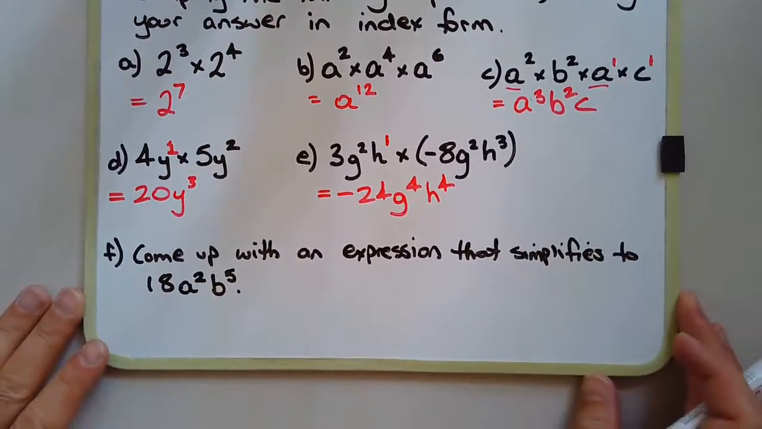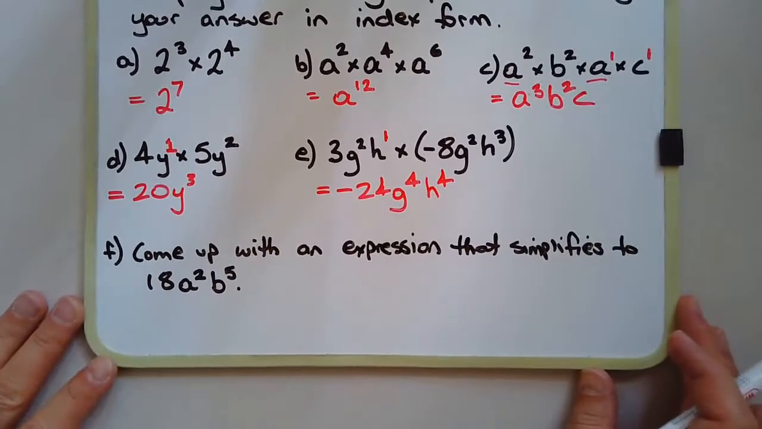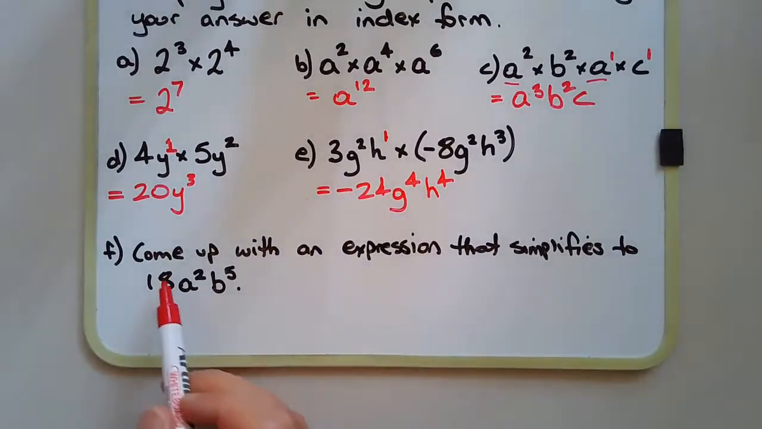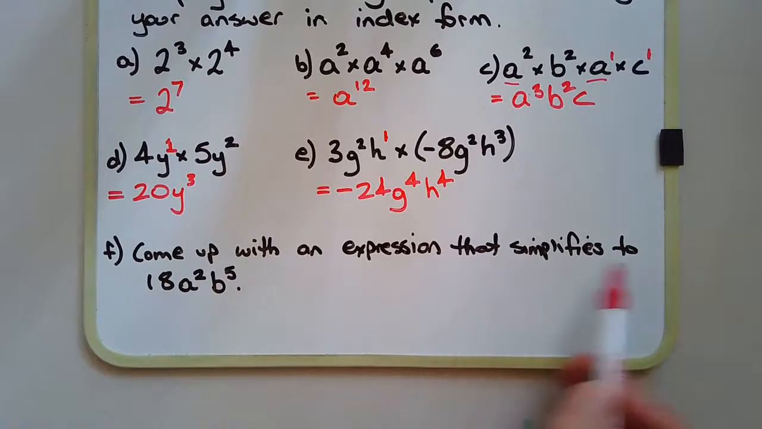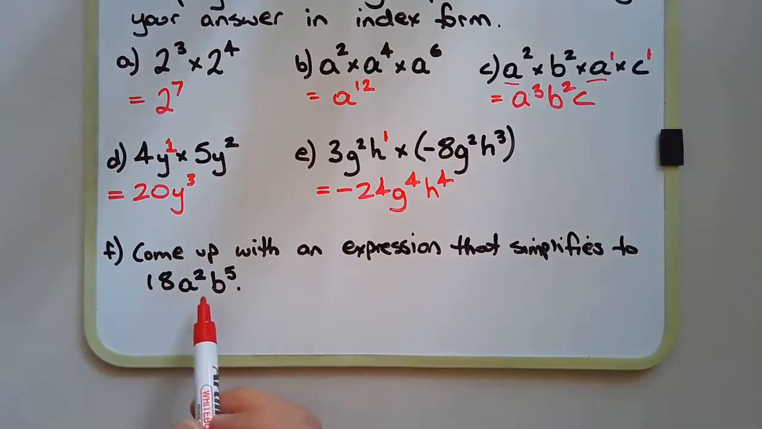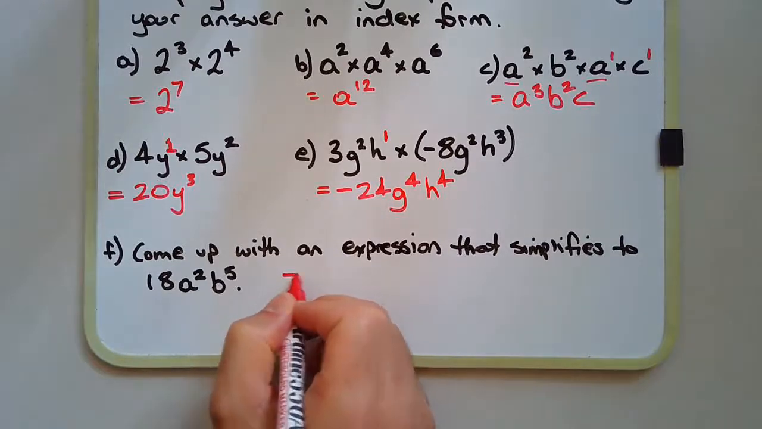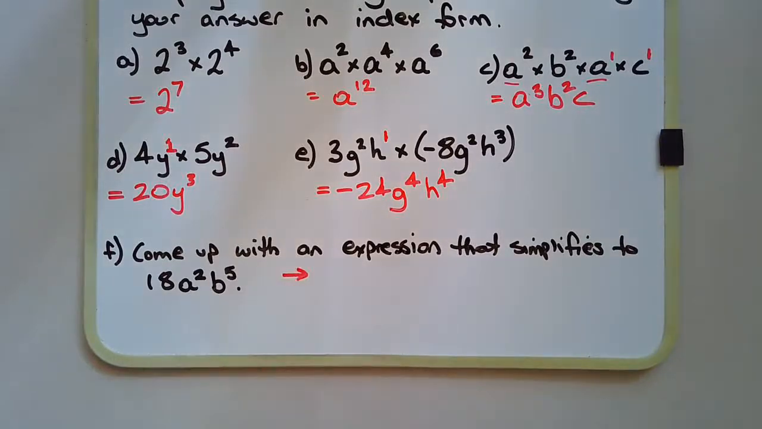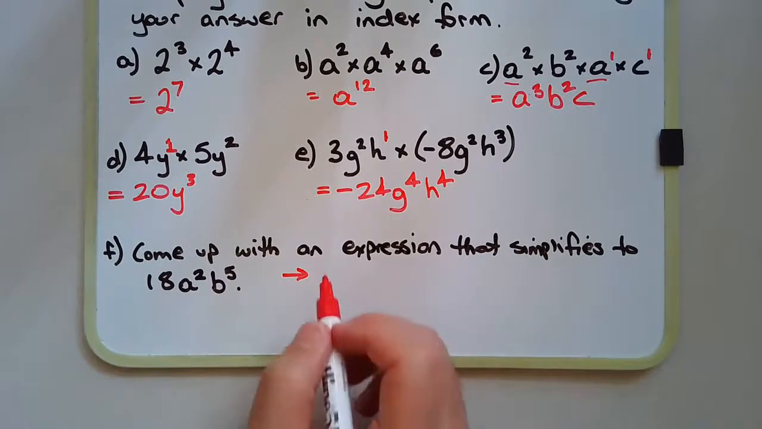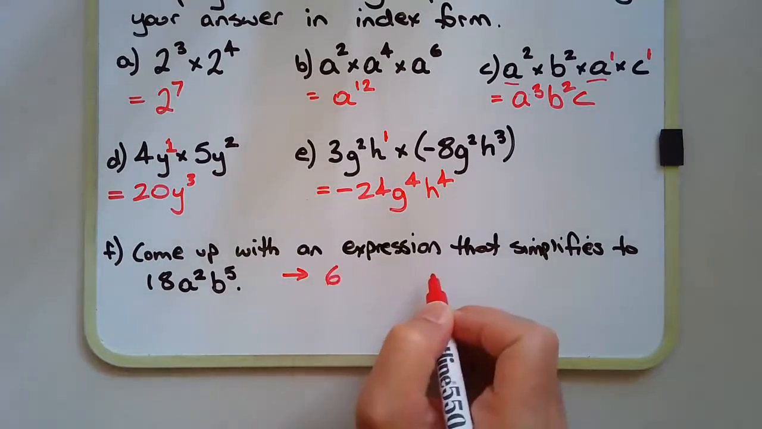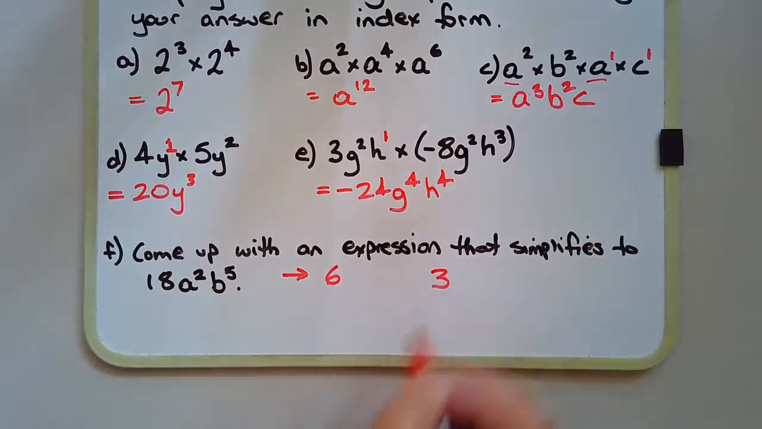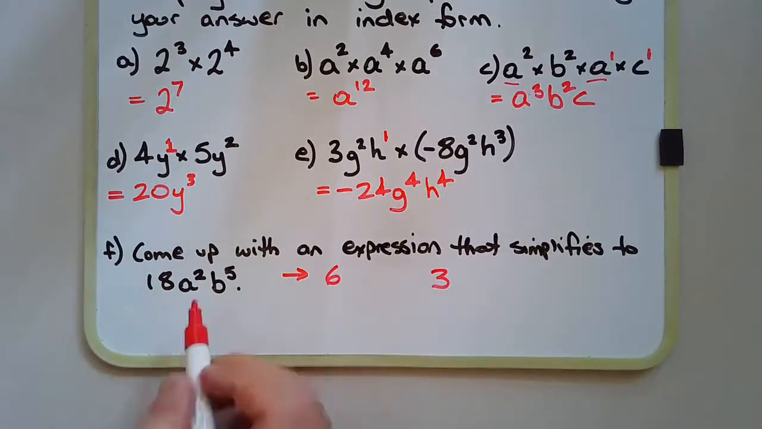And lastly, this one's a sort of a question in reverse. What we're going to do is come up with an expression that simplifies to 18a squared b to the 5. There are unlimited answers. You can come up with your own, you can come up with 2 if you like. I'm going to come up with maybe a couple here. For 18, think of 2 numbers that multiply to give you 18. I know, 6 and 3. So I might write 6 and 3 that way.